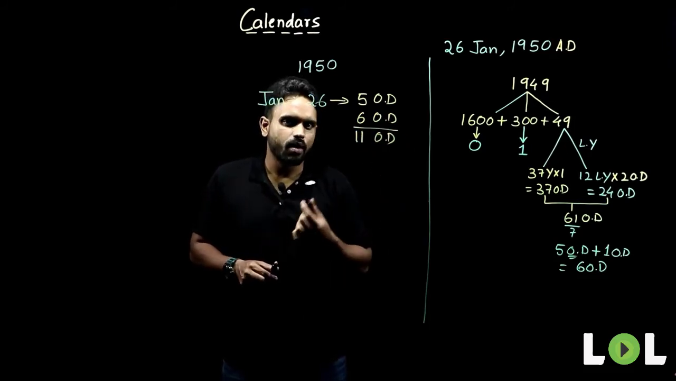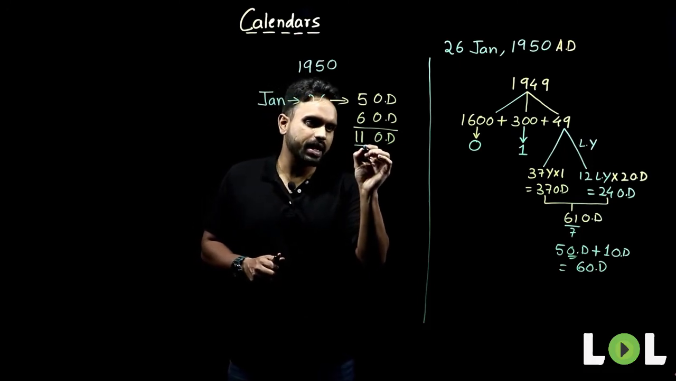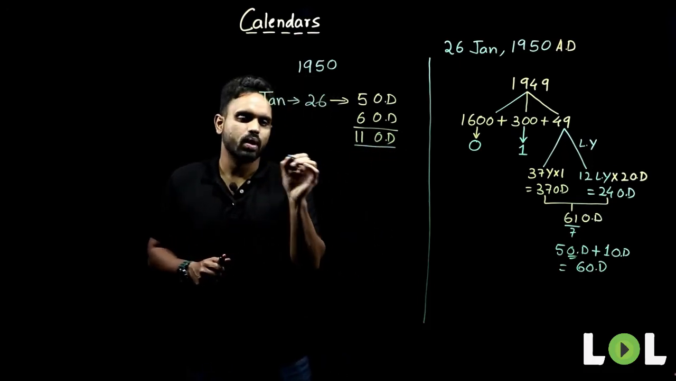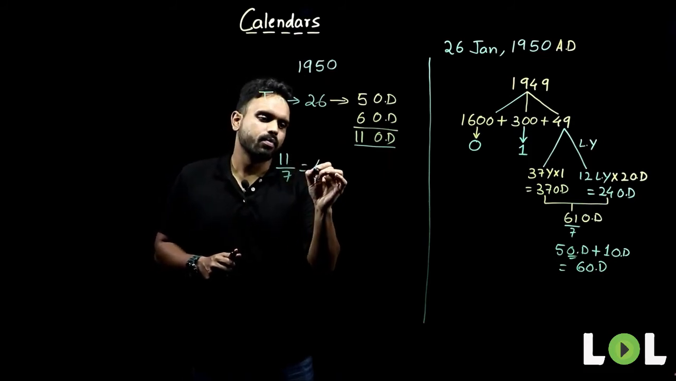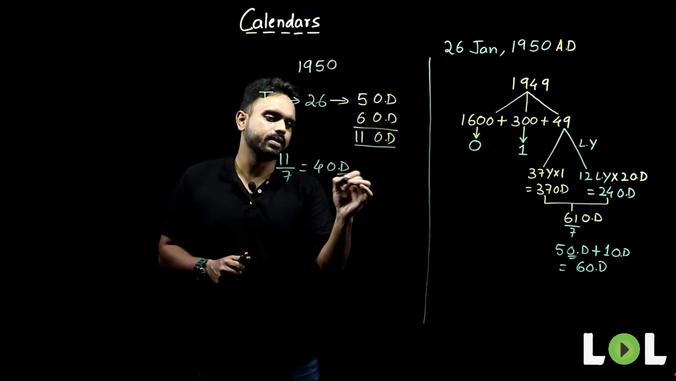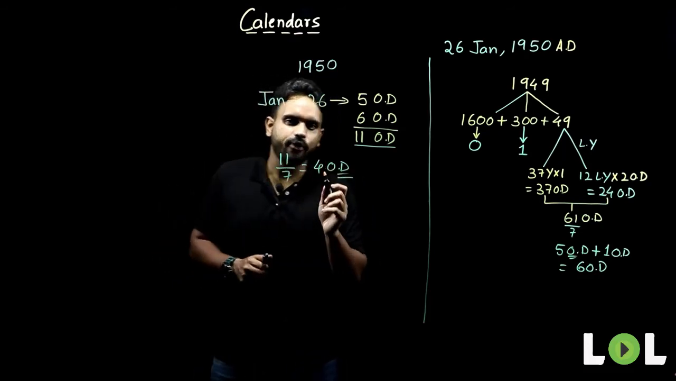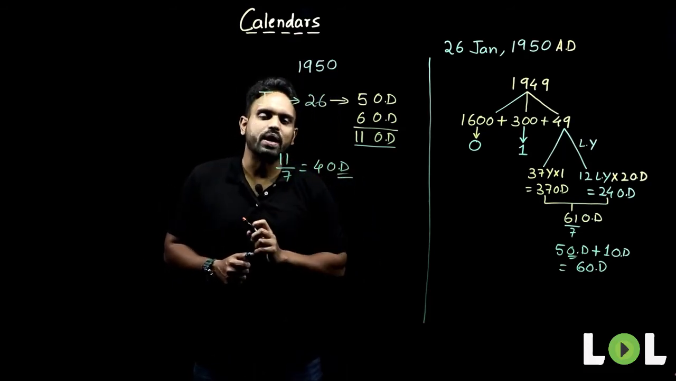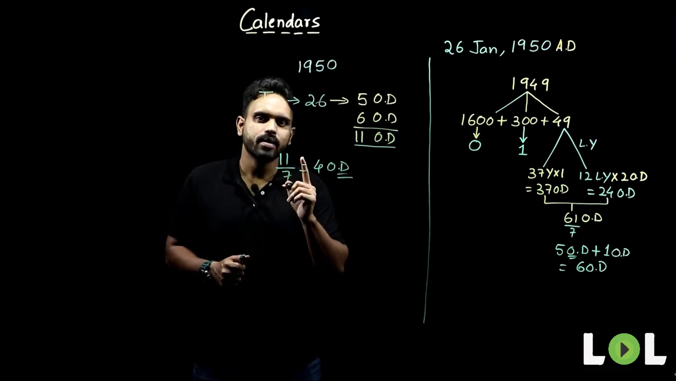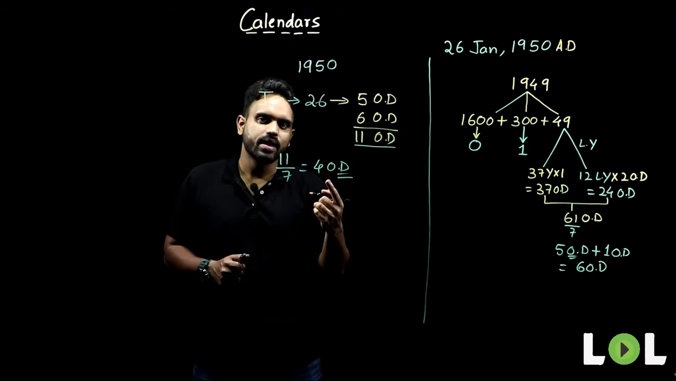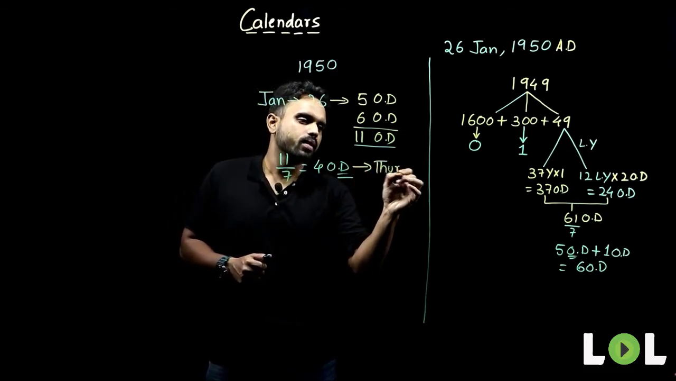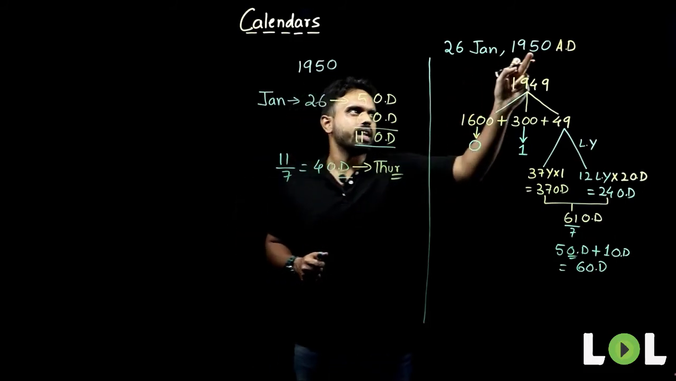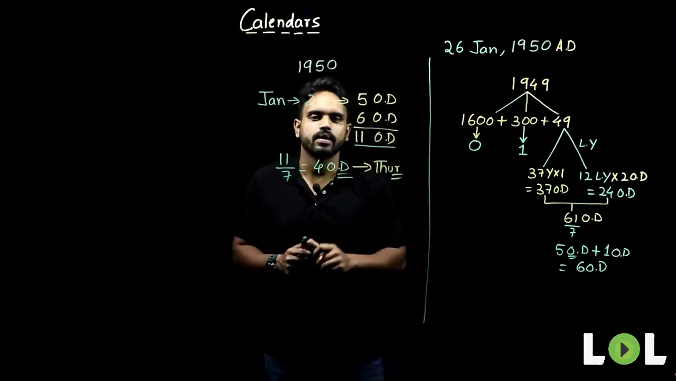So can the number of odd days be greater than 7? No. So 11 odd days divided by 7 gives me how much? 4 odd days. If I have 4 odd days, which day of the week will it be? Monday is 1, Tuesday is 2, Wednesday is 3, Thursday is 4. So 26th of January 1950 was a Thursday.